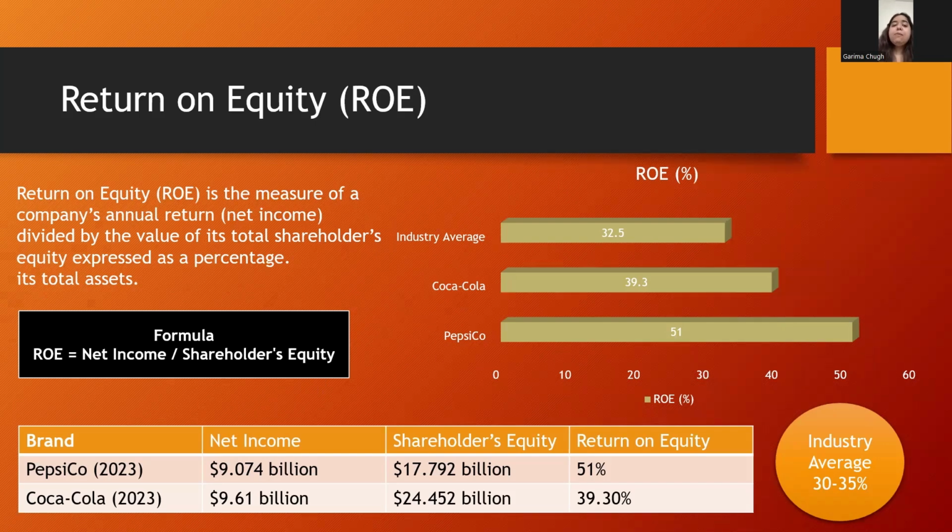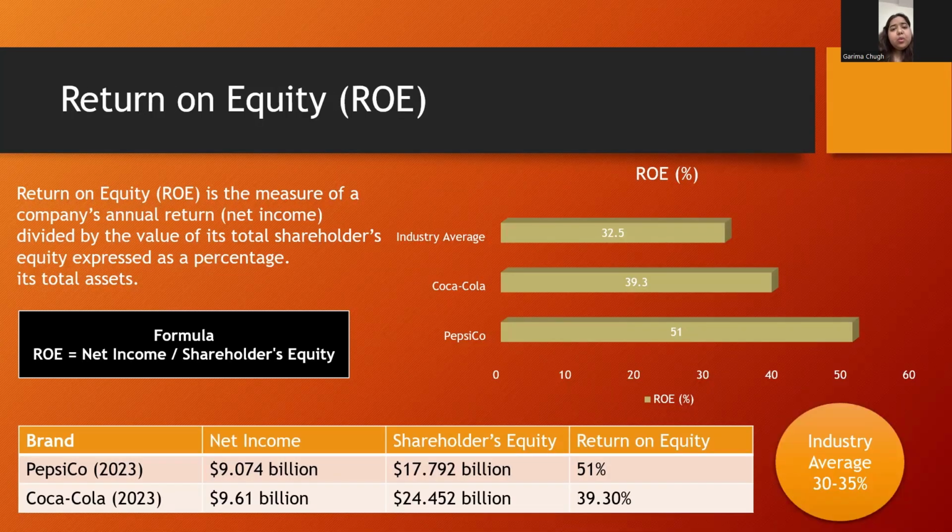Both companies are performing well above the industry average of 30 to 35%. PepsiCo's higher ROE suggests it is generating more profits relative to its equity, likely due to a higher level of financial leverage.